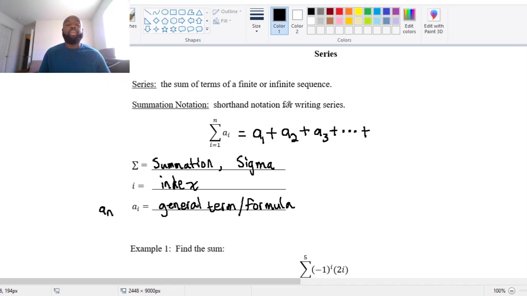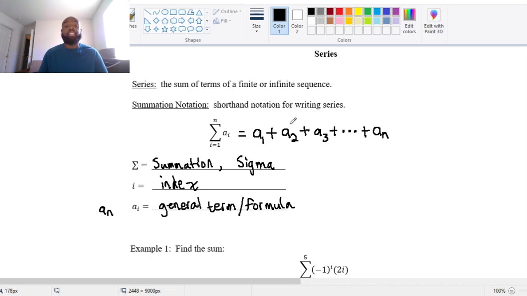Now, we know that a sequence can be finite or infinite. If it is finite, then this n is not going to be infinity. It is going to be some natural number, and that's going to be the last term in my series here. If it is an infinite sequence, there is no last term, and this n would equal infinity. We're not going to deal with the case where we have an infinite series. We're going to deal with the finite case in this section.